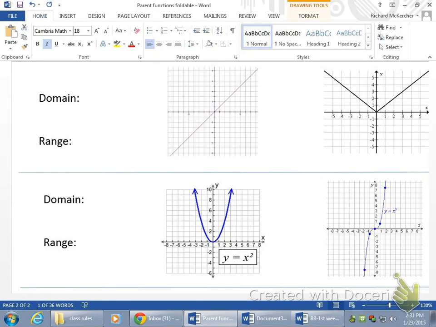Okay guys, this is Math 2. We're going to look at parent functions. This is the foldable that you have. It's pink. We've already folded it up in class. This is just going to make sure that you got everything.